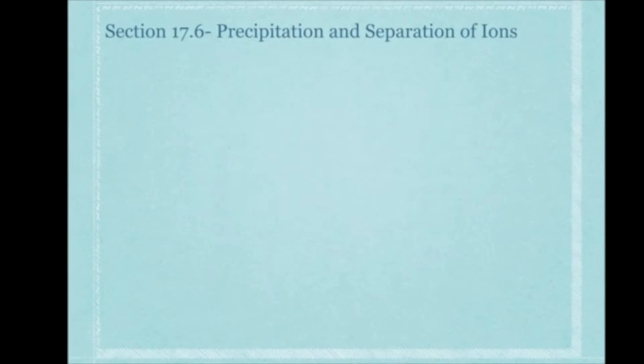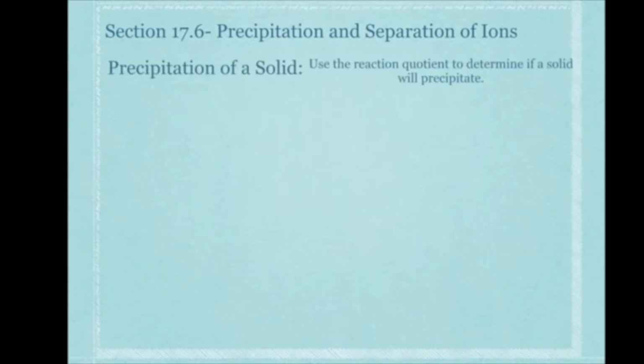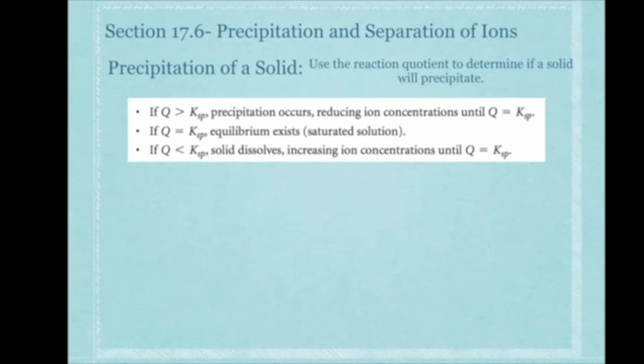So one way we can use the solubility product constant is by determining if ions can precipitate out of solution. The way that we do that is we use the reaction quotient to determine if it's going to precipitate. We use the Q, which we've already studied. And so for here, if your reaction quotient is larger than your KSP, that means that precipitation is going to occur, and it's going to occur until your Q equals KSP.